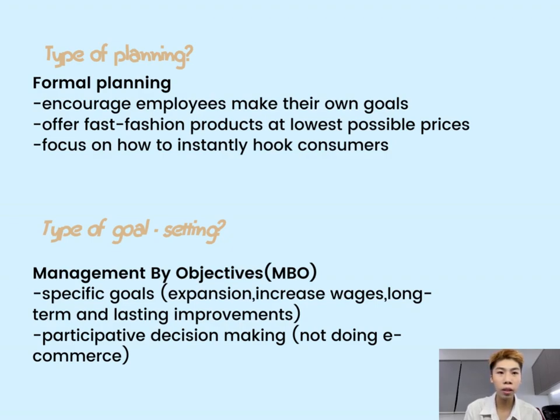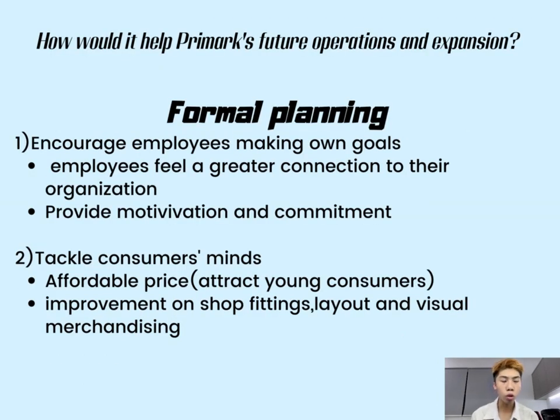And then they also have participative decision making. In the case stated, they are not doing any e-commerce at all. They are not doing any online shop. They just focus on physical sales. But a bit weird is, like what I said, I just searched online about their products. So maybe because of this era, they have to force themselves to do e-commerce because online shopping is now very normal already, right? Furthermore, how would those planning and goal setting actually help Primark's future expansion and also their operations?